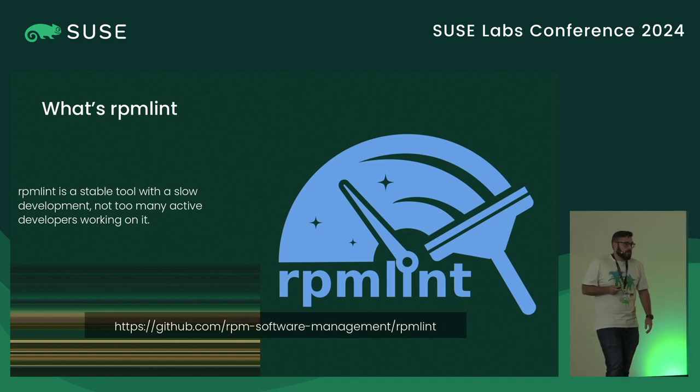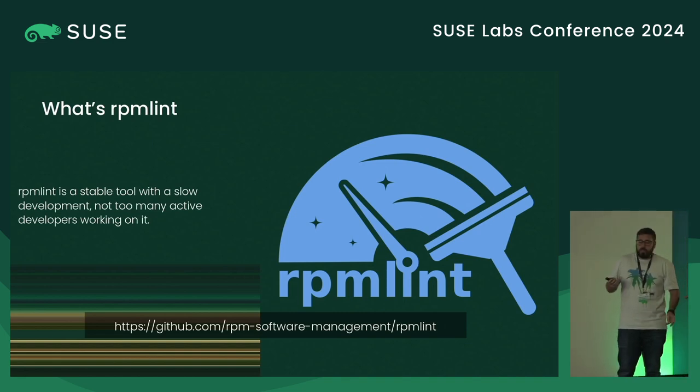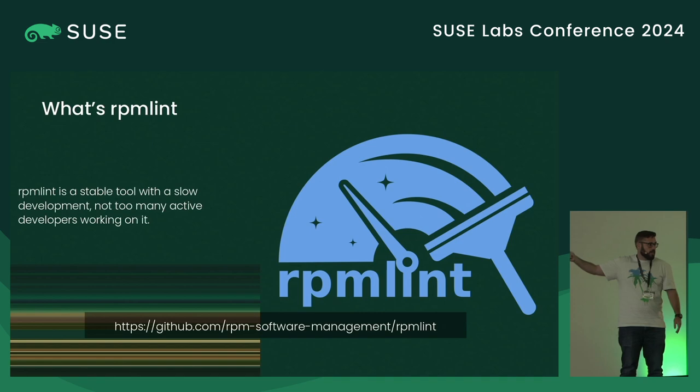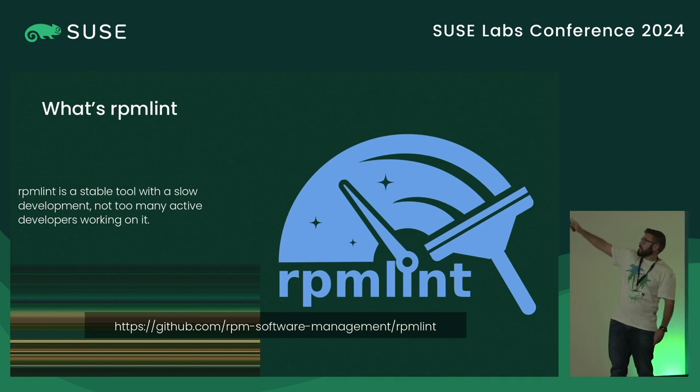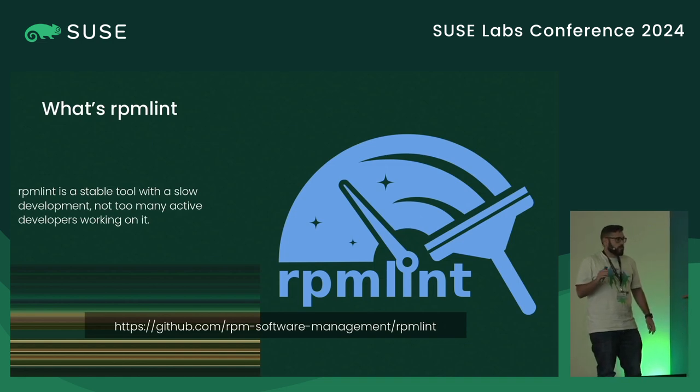So for the people that don't know what it is, maybe you saw this, but if you don't know, rpmlint is just an old tool. The name is pretty clear. It's a linter for RPM packages. We have this cool logo that we did the past year. And it's a really stable tool. There is not a lot of change.